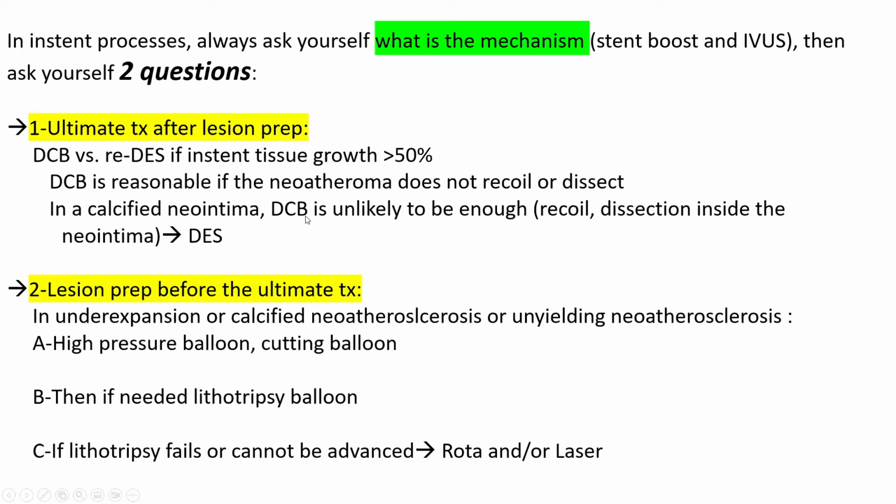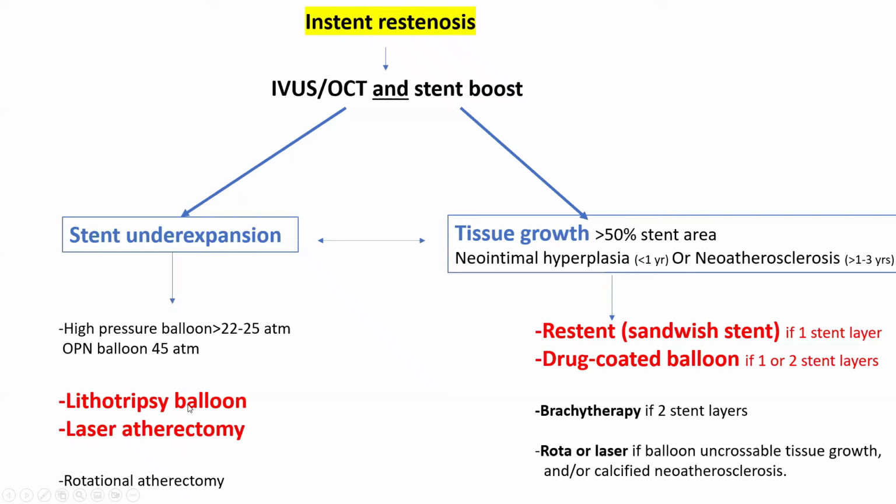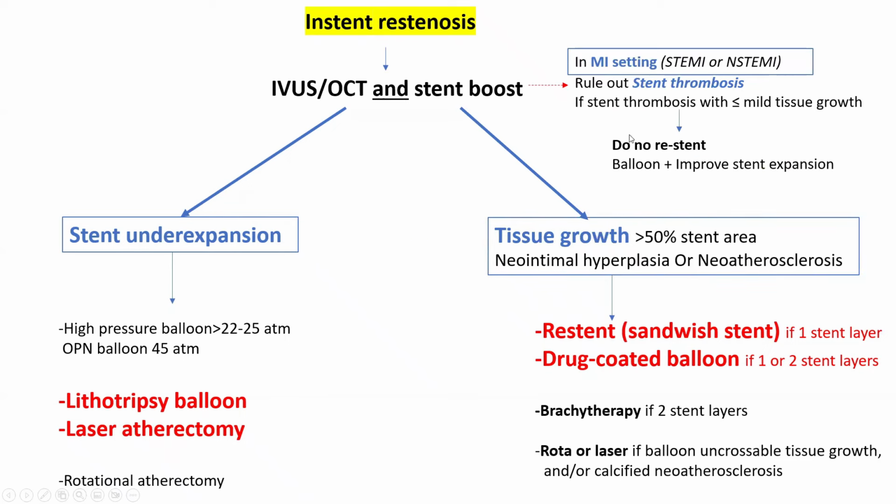In a calcified neointima, DCB is unlikely to be enough. You get recoil, dissections inside the neointima, then DES is your better option. If you have a pure stent under expansion, then you don't need either. You just need to improve the stent expansion using high pressure balloon or laser and lithotripsy, or occasionally, in refractory cases, rotational atherectomy. If you have a pure stent thrombosis with mild tissue growth, do not restent as well. Just improve stent expansion and balloon.